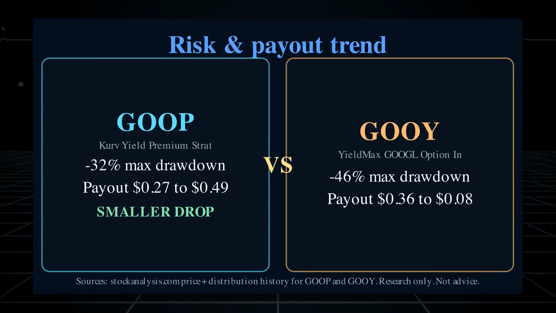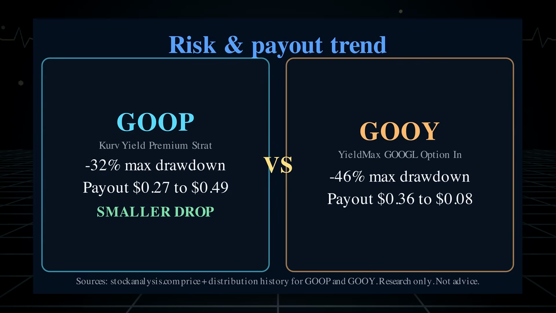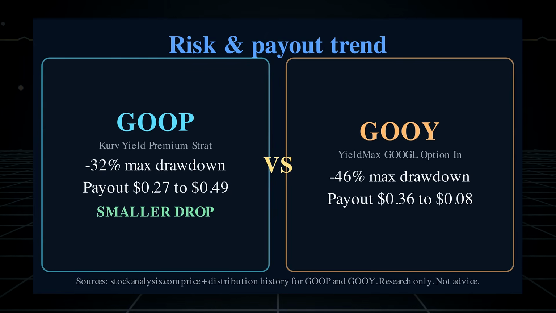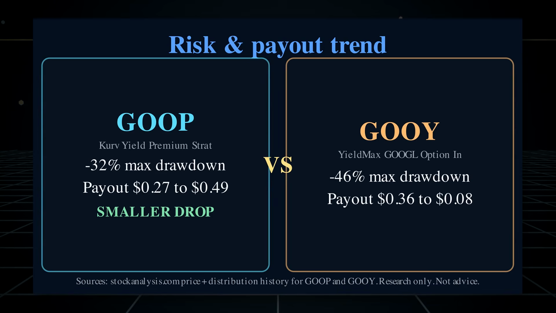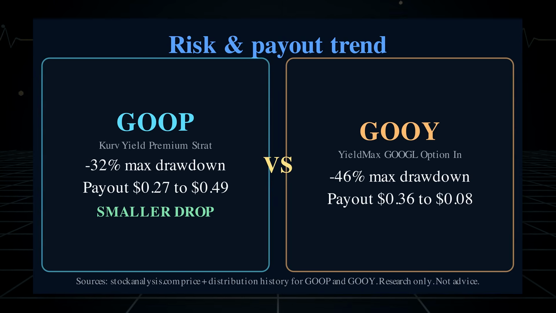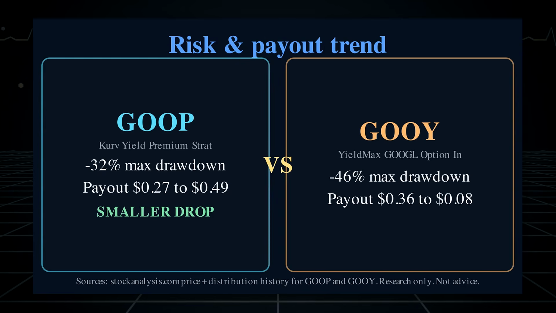GOOY moved the other way. Its first 4 distribution average was 36 cents per share. Its latest 4 average was 8 cents. The latest average equals 23% of the early average. The payout fell sharply. A holder who mentally converted the early checks into a permanent weekly salary would have discovered that the salary was never guaranteed.